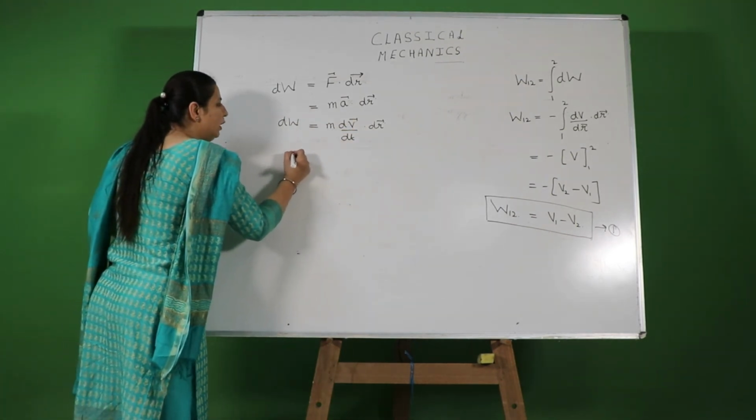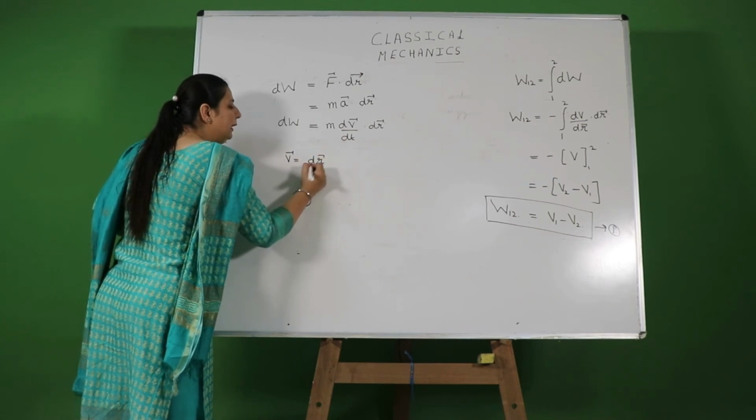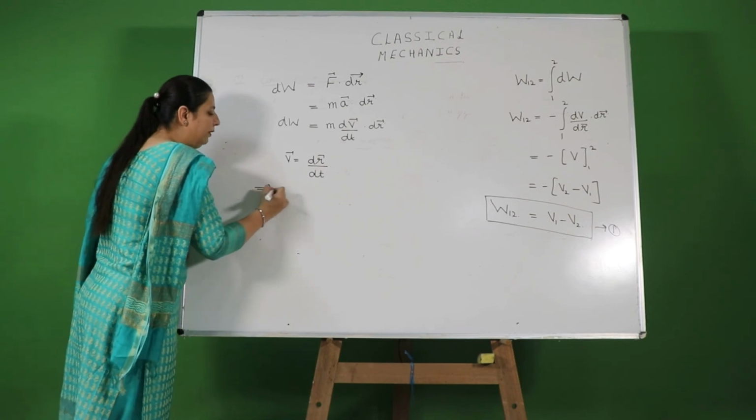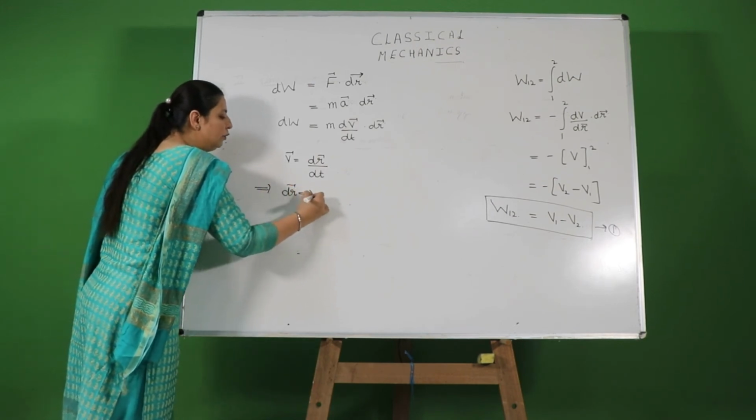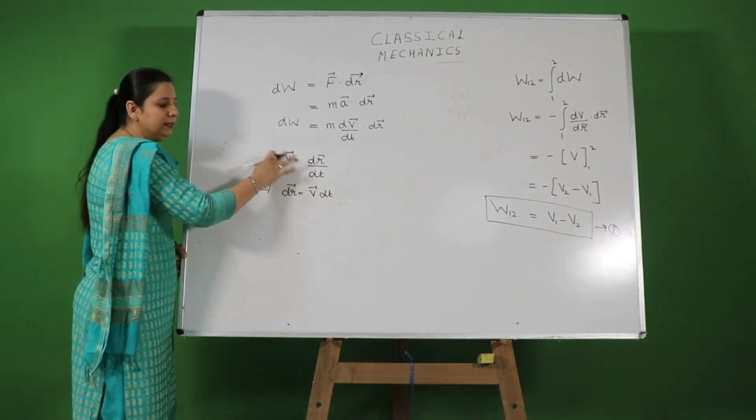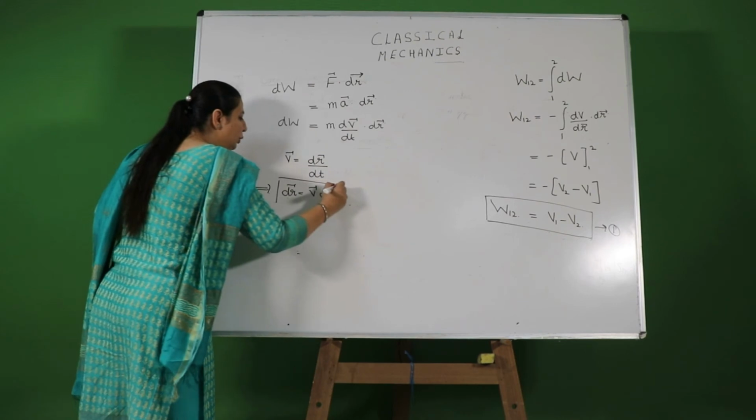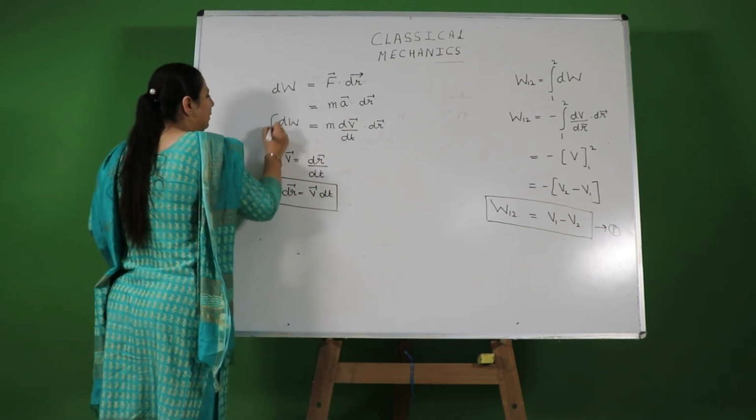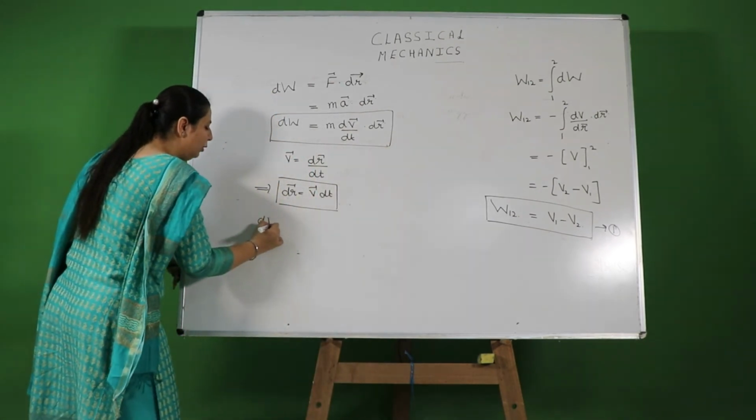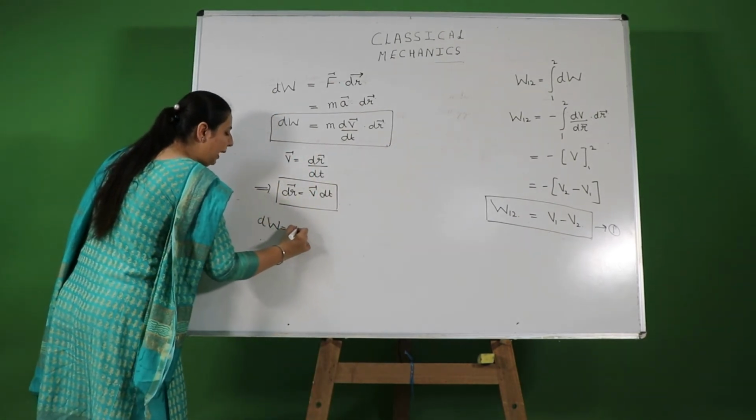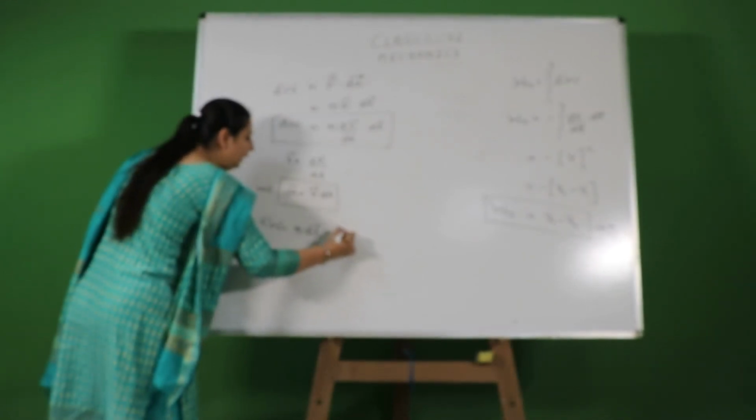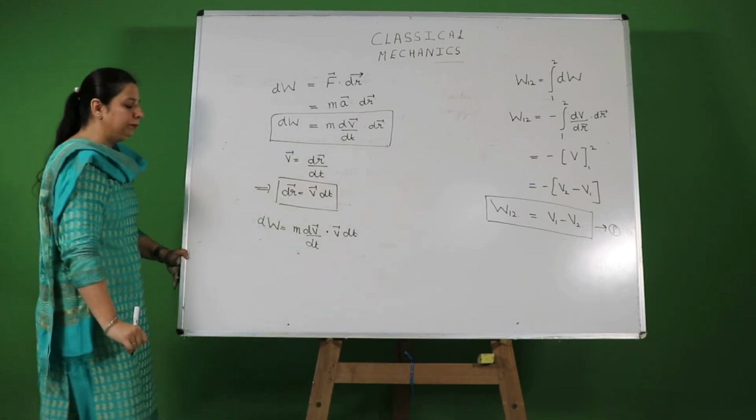So we know what velocity is. It is nothing but rate of change of displacement. So I can write dr as v into dt. This dt I have taken to the other side. Now substituting this value of dr in this equation, we will have dW equal to m dv by dt dot v into dt.